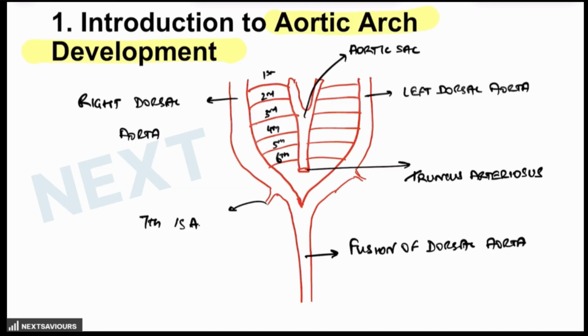All of us are aware of the fact that aortic arches are the series of the paired embryonic arteries that arise from the aortic sac and connect to the dorsal aorta during early fetal development. Now, these arches undergo remodeling, forming the major arteries of the head, neck, and the great vessels.